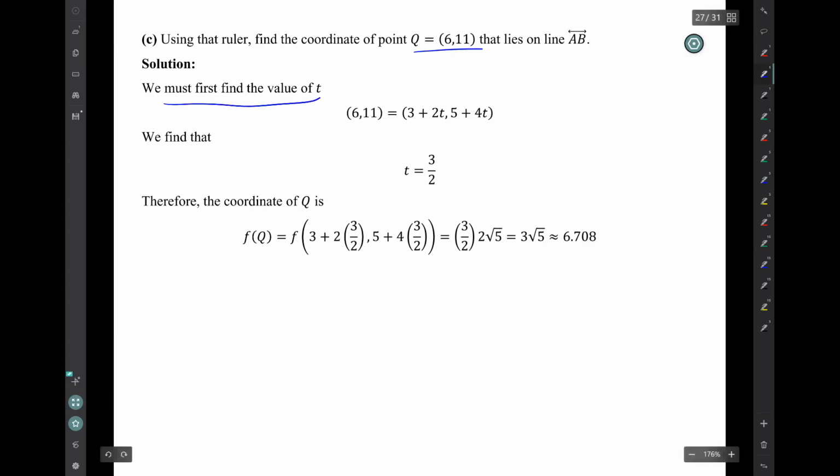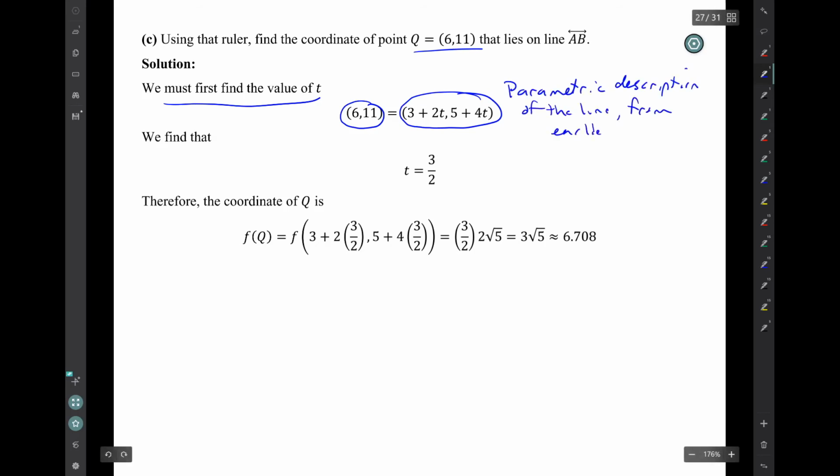Well, again, we have to first find the value of t. We have to set (6, 11) equal to this thing. Again, that's the parametric form of the line. And when we solve for t, we find that t is equal to 3/2. So that means that Q is written in parametric form this way.